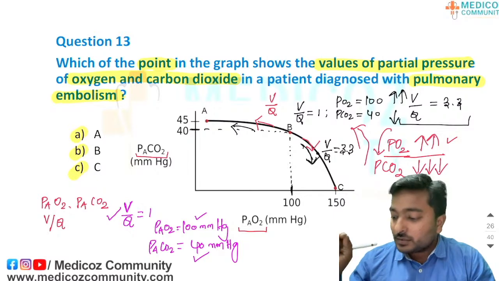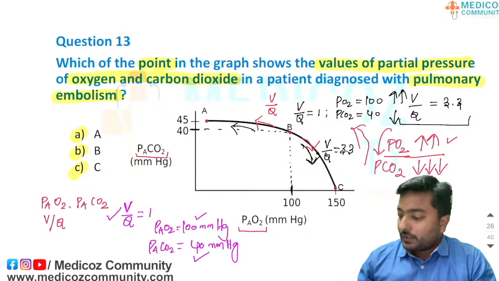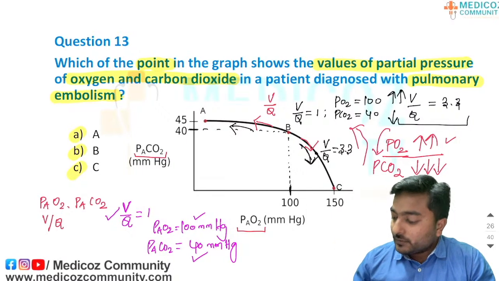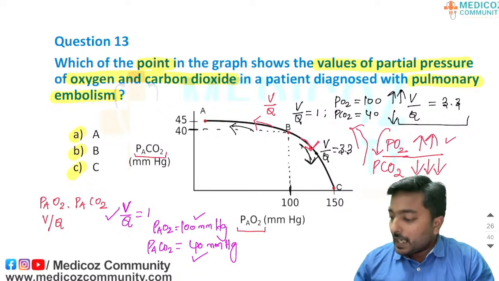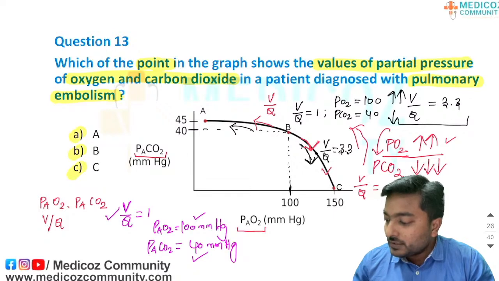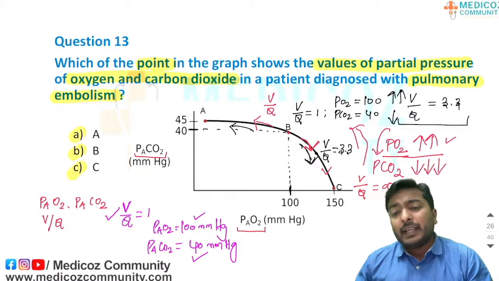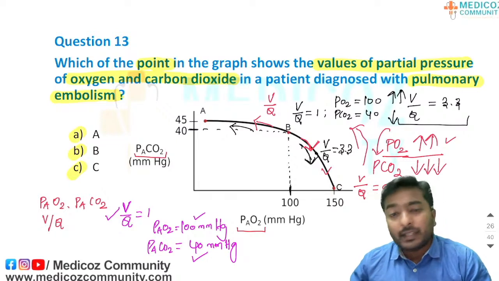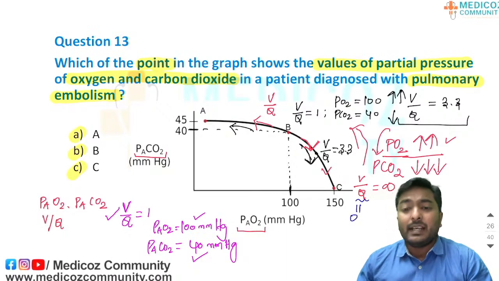Okay. So that is around 40 and 45 millimeter of mercury of O2 and CO2 respectively. Imagine when you go down this graph, the V/Q ratio is more than 1, and at a point it will reach where the V/Q ratio is infinite. I can say the V/Q ratio can be infinite only when the denominator becomes 0.